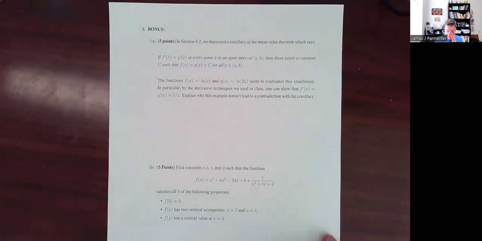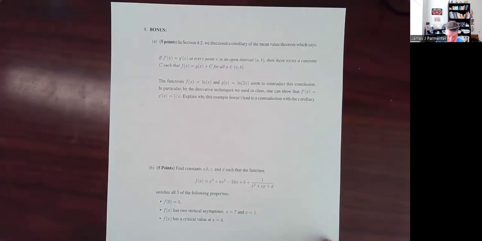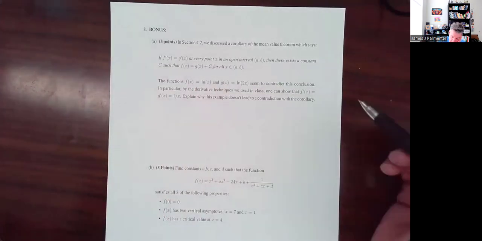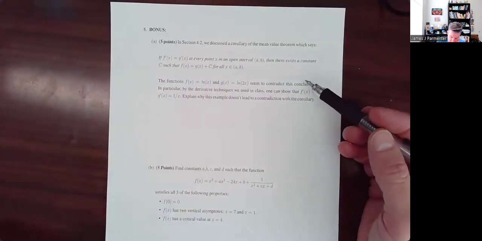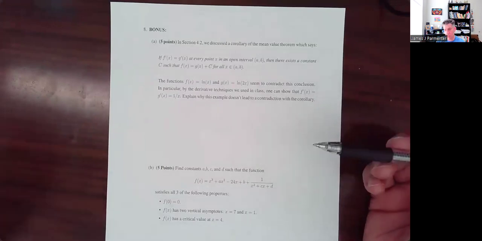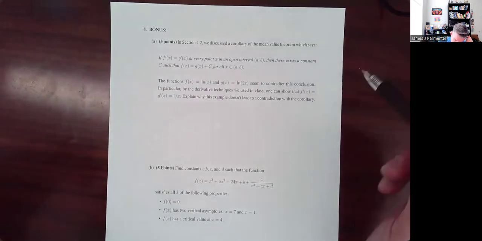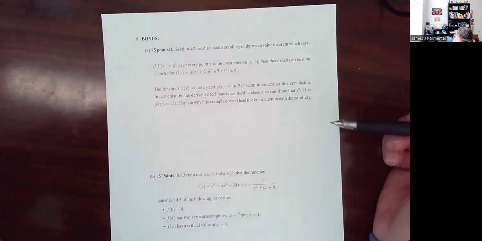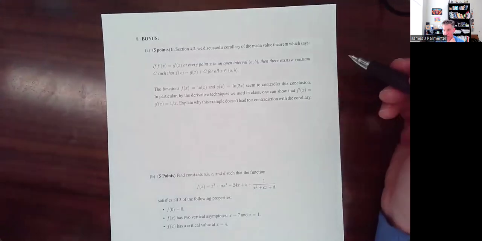Section 4.2, we discussed the corollary of the mean value theorem, which says if two derivatives are equal to each other at every point, then there exists a constant c such that the functions differ by a constant. Cool. The functions f of x equals natural log of x and g of x equals natural log of 2x seem to contradict this conclusion. They don't. In particular, by the derivative techniques we used in class, one can show that f prime of x equals g prime of x equals 1 over x. Explain why this doesn't lead to a contradiction with the corollary.